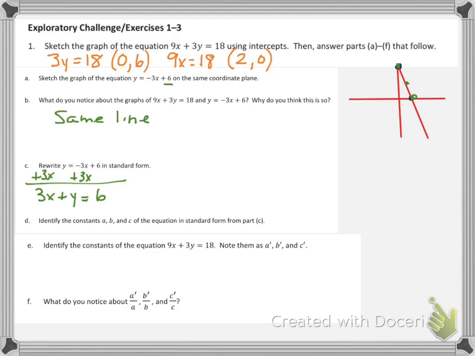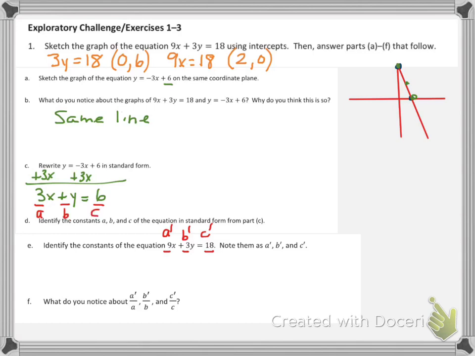And identify the constants of that standard form. The constants are 3, 1, and 6. So A is 3, B is 1, and C is 6. And then identify the constants of the equation 9x plus 3y equals 18. Those constants are 9, 3, and 18. These are going to be A prime, B prime, and C prime. So this is A prime, this is B prime, this is C prime. And over here we have A, B, and C. All right, so now what?